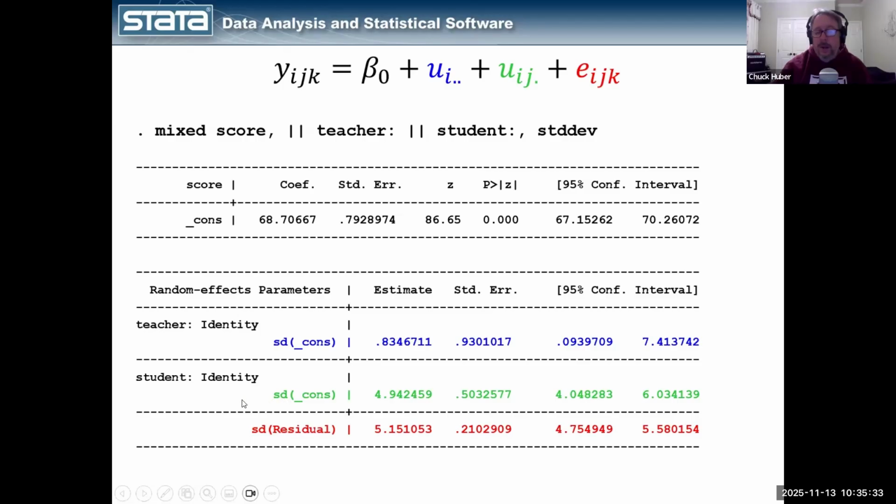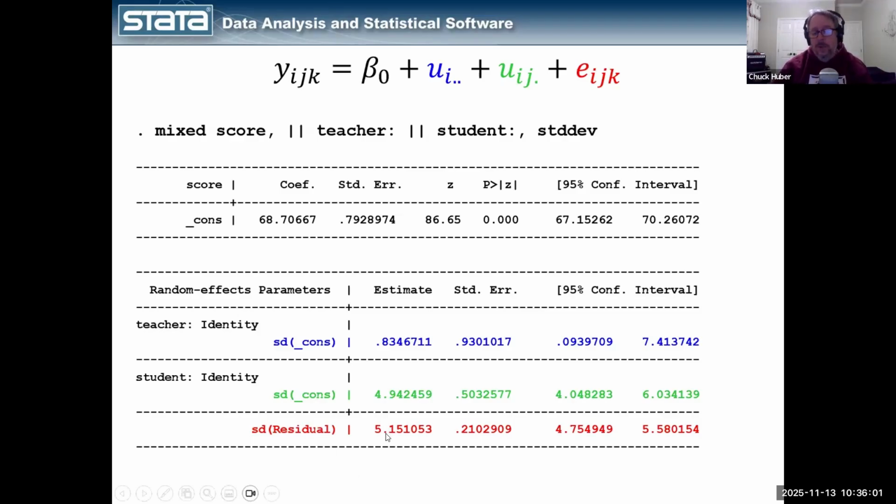Then the green line here that says student identity, that green number 4.94, that's the deviation of each individual from their particular classroom mean. So notice it's about 5. So that's a half a letter grade, right? If this was a 0 to 100 test score, 4.9 is about 5. So that's about a 5-point deviation around the classroom mean. So there's a lot more variability at the individual level.